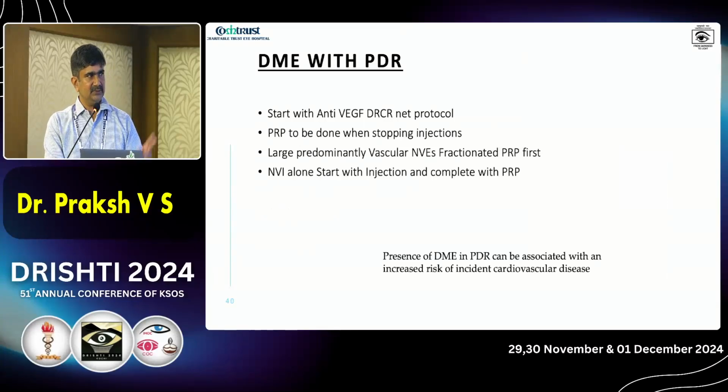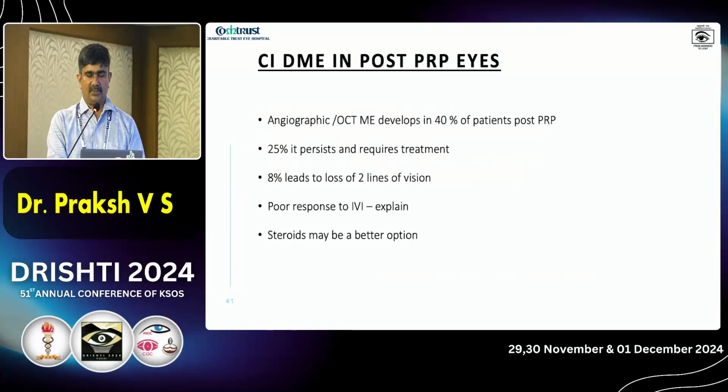And just two more minutes only. So DME with PDR, start with anti-VEGF, DRCR.net protocol, start treating the DME, and PRP you should never forget to do before you stop injections. But as I told earlier, if there are large, predominantly vascular new vessels, then you better start with a fractionated PRP, then complete with complete treatment of the DME.